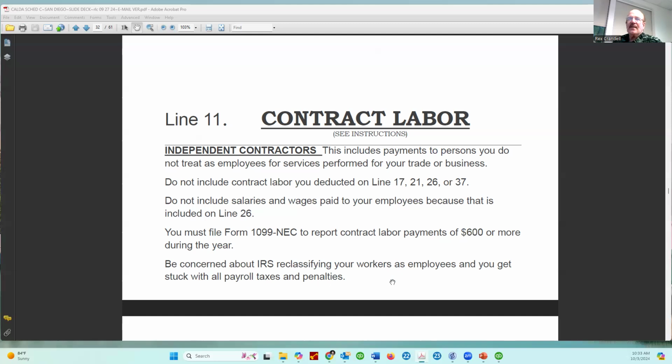And in an audit, the EDD or IRS looks at whether the person, were they really in business or not? Did they have other customers? They have business cards. They have business license. Did they use their own tools and equipment? Did they use yours? And they look at all the factors, and oftentimes the people don't qualify as independent contractors, and then the employer's got this huge payroll liability that they had never planned on.